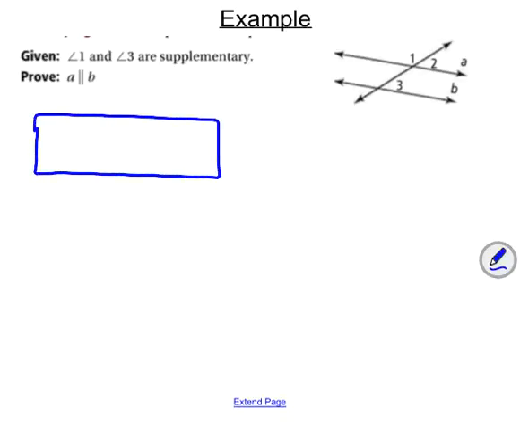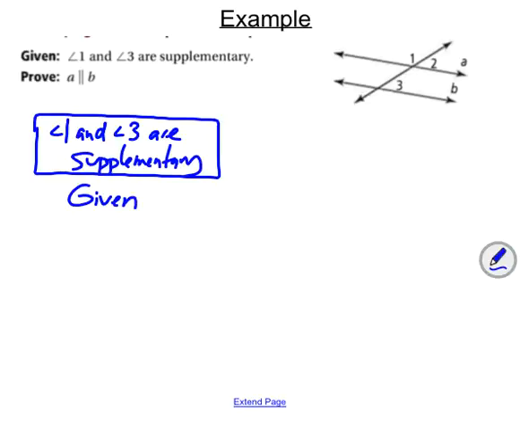So in here, we're essentially going to start with angle 1 and angle 3 are supplementary. That's our given information. Again, we put the reason or the justification underneath the box. Okay, and it's often helpful for us to have a sense of where we're going with this, right? So at some point, we're going to know that these two lines are parallel, that A and B are parallel.